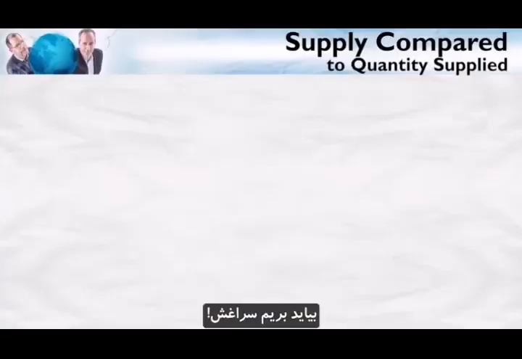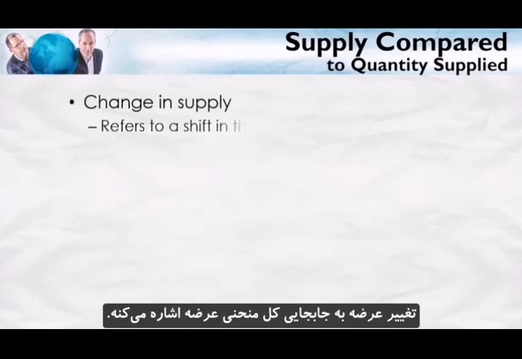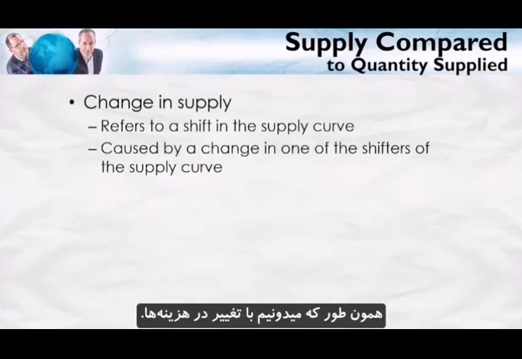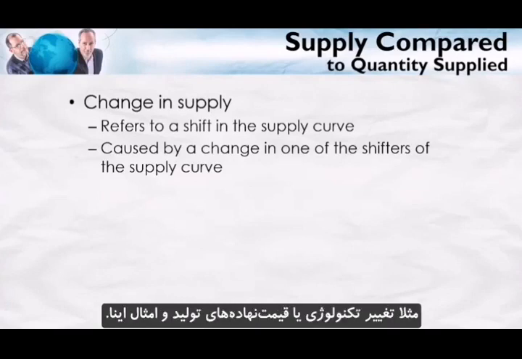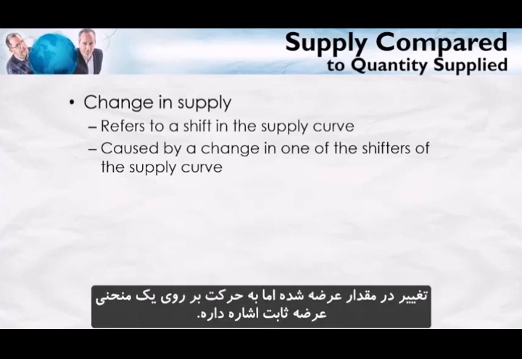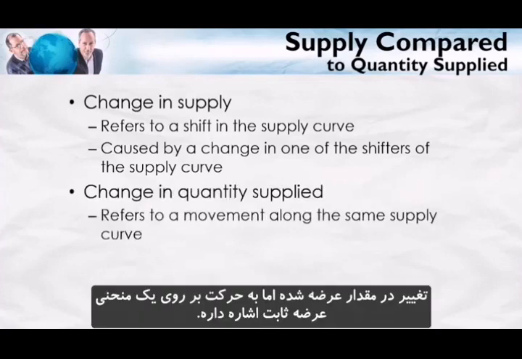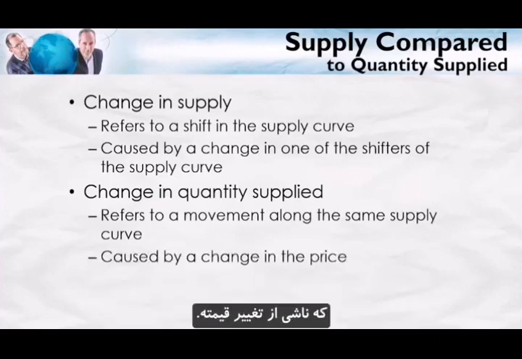Let's do that now. A change in supply refers to a shift in the entire supply curve, caused, as we know, by a change in costs, such as a change in technology or input prices, and so forth. A change in the quantity supplied refers to a movement along a fixed supply curve, caused by a change in the price. Okay, let's go to the model.